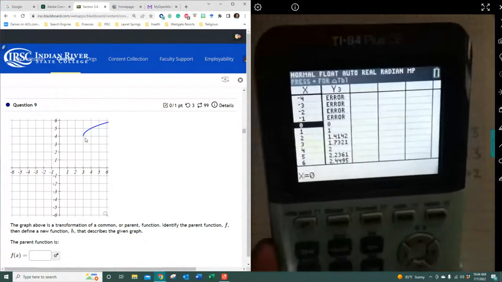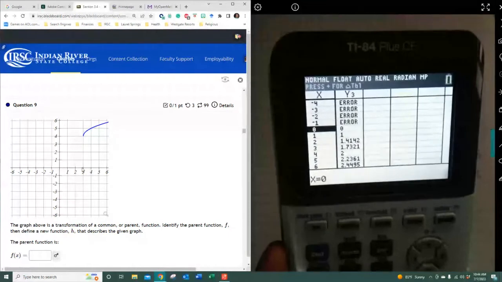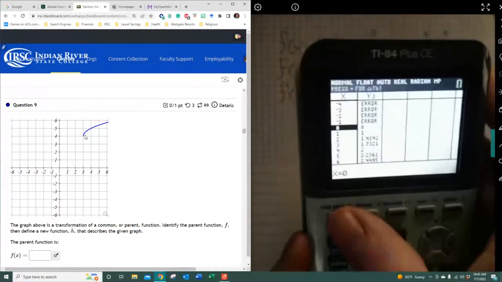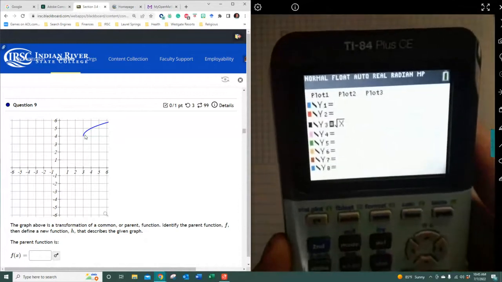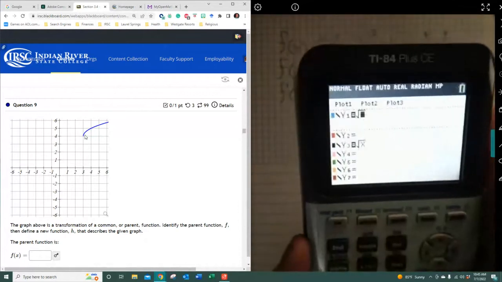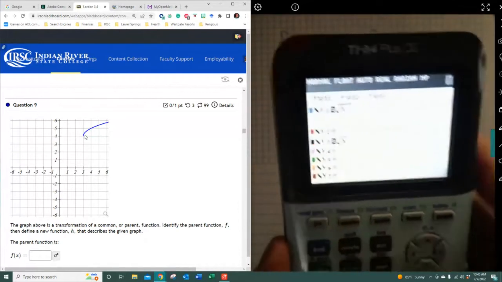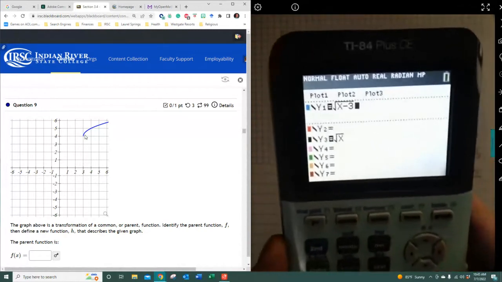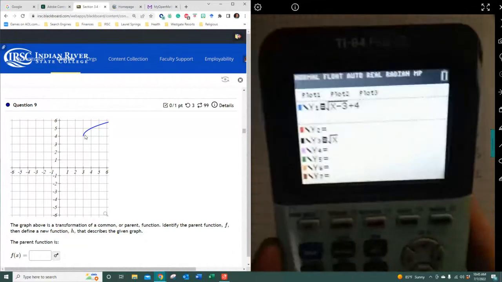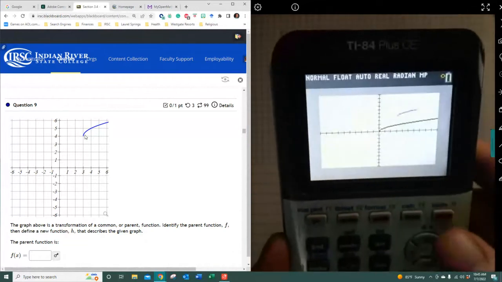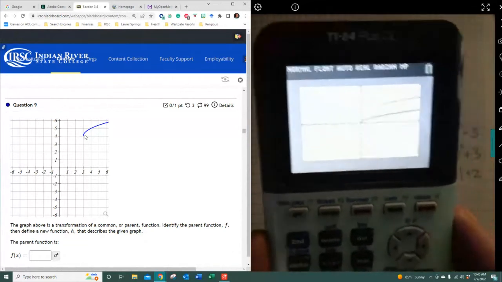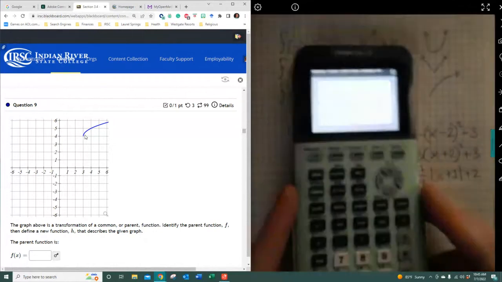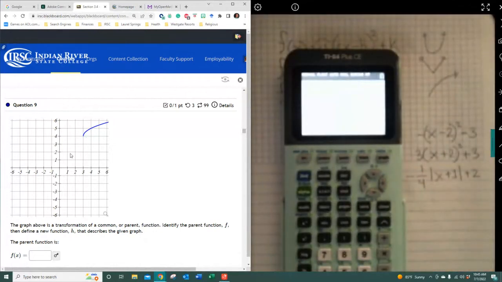Now, when we move that from there, where did it move? It moved 3 units to the right and 4 units up. So we want to go ahead and write that in there. We would write it as the square root of x minus 3, and 4 units up, plus 4. And there it is. It looks very similar to what we have there. So that's what we're looking for.